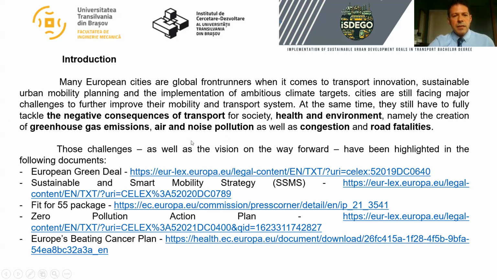We have to mitigate the negative consequences of transport for society. We have to think about health and environment, the greenhouse gas emissions, the air and noise pollution, also congestion and safety and road fatalities.